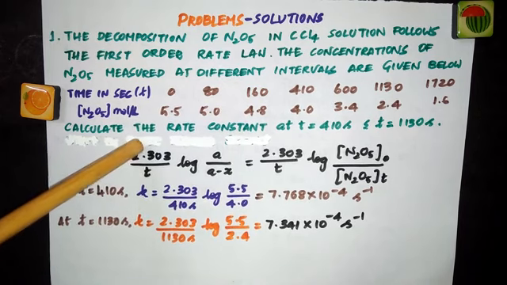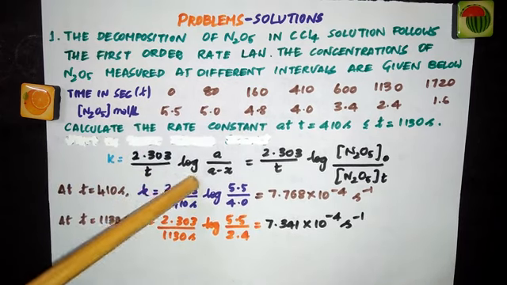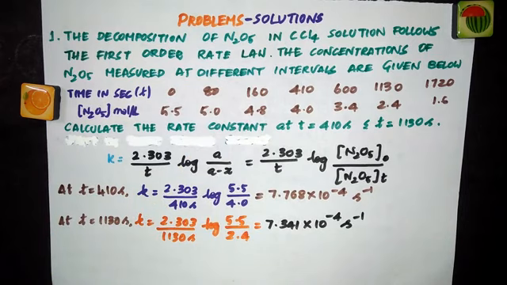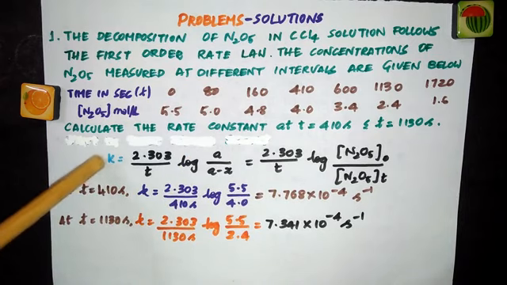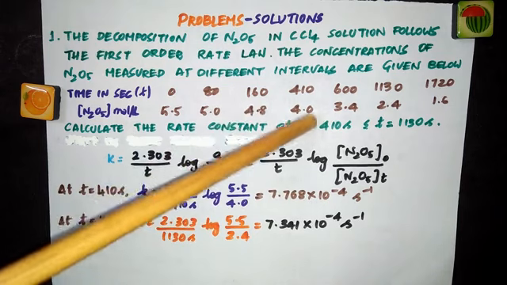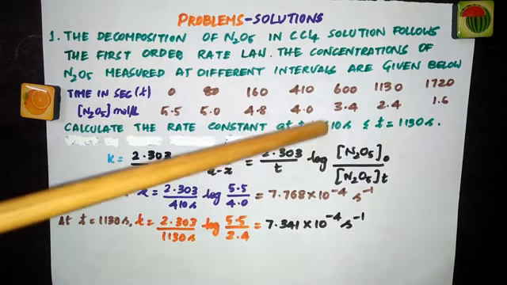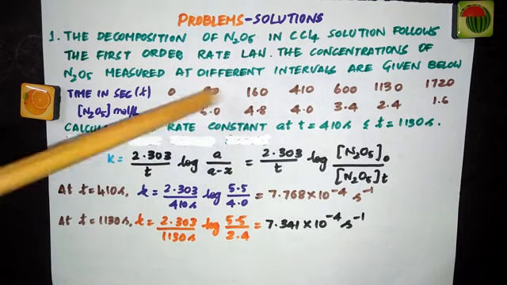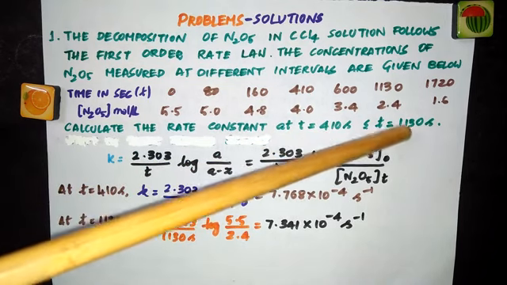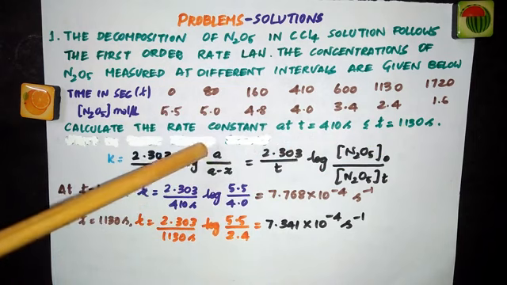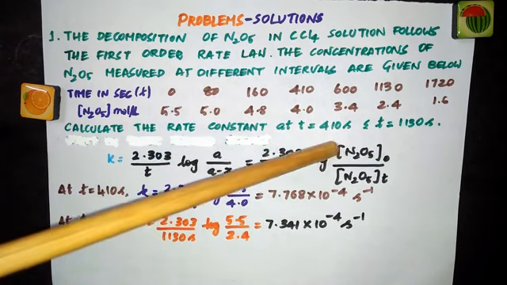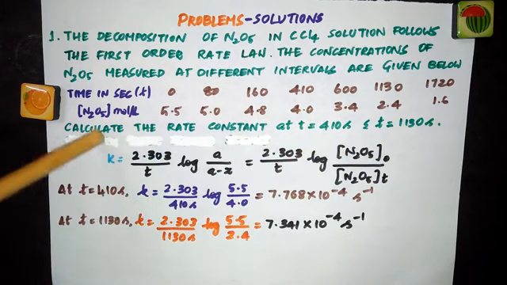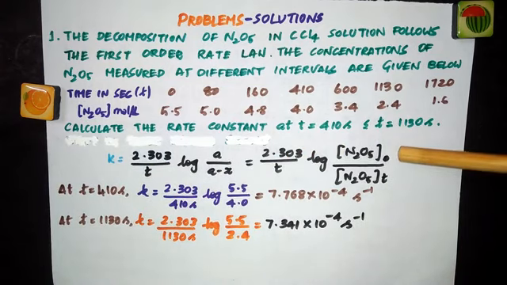K is equal to 2.303 by t log a by a minus x. So K is the rate constant and t is the time. At what time are they asking you the rate constant? 410 seconds. So here instead of t you can put either 410 seconds or 1130 seconds. And what is a? a is the initial concentration of the reactant, and the reactant is N2O5. So this is [N2O5]0, which means the initial concentration of N2O5.